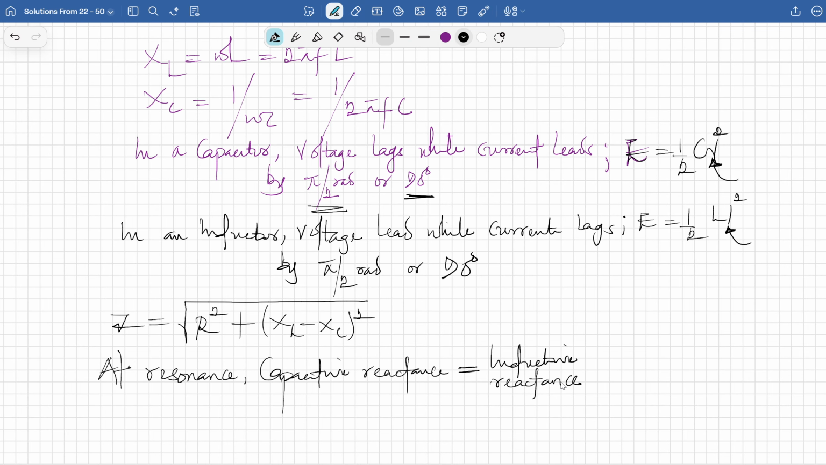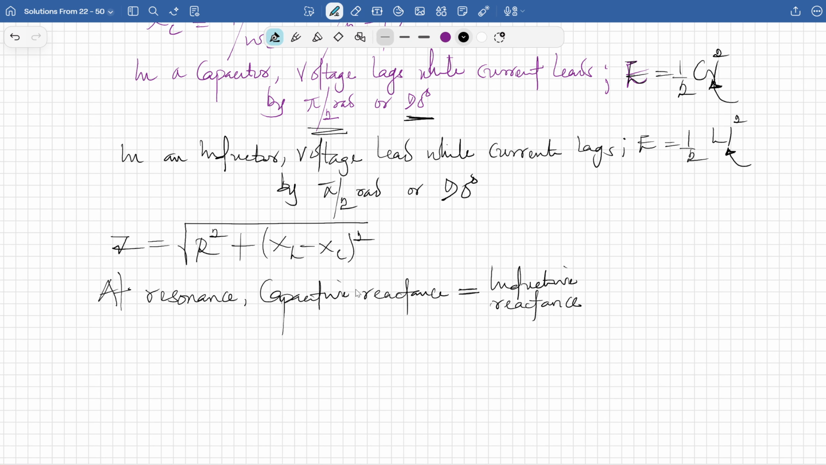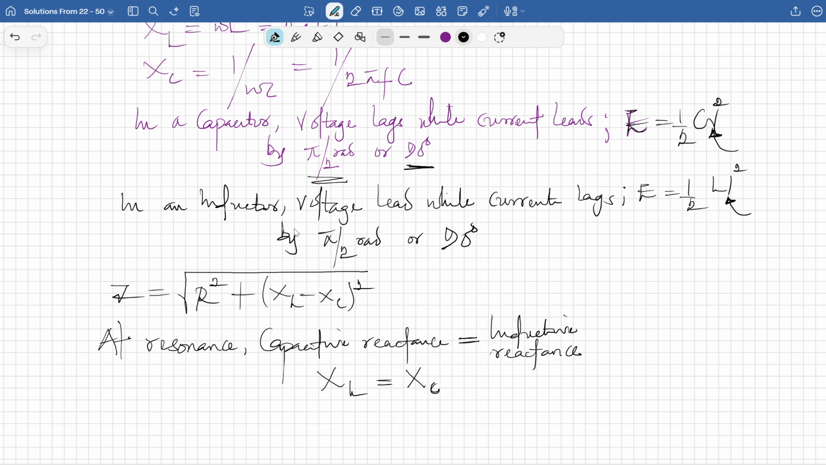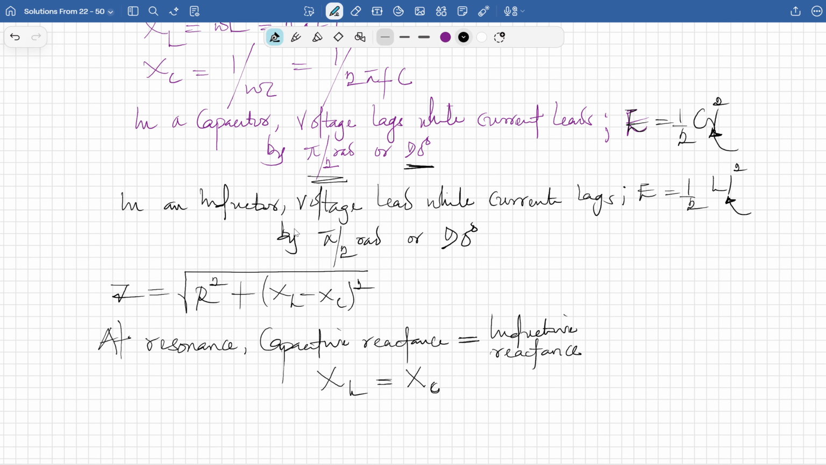So you're going to have that, meaning that you're going to have XL is equals to XC, or XC is equals to XL. Okay. And yes, how do we actually calculate for phase angle? So phase angle is actually calculated.